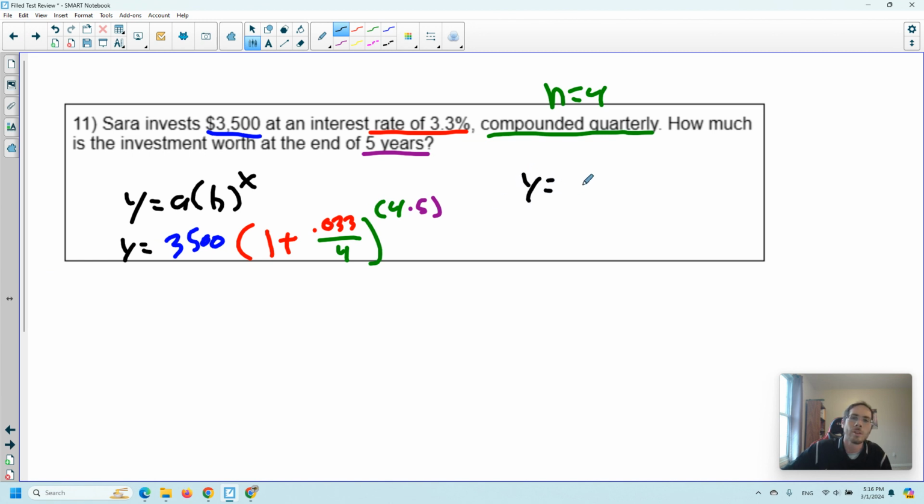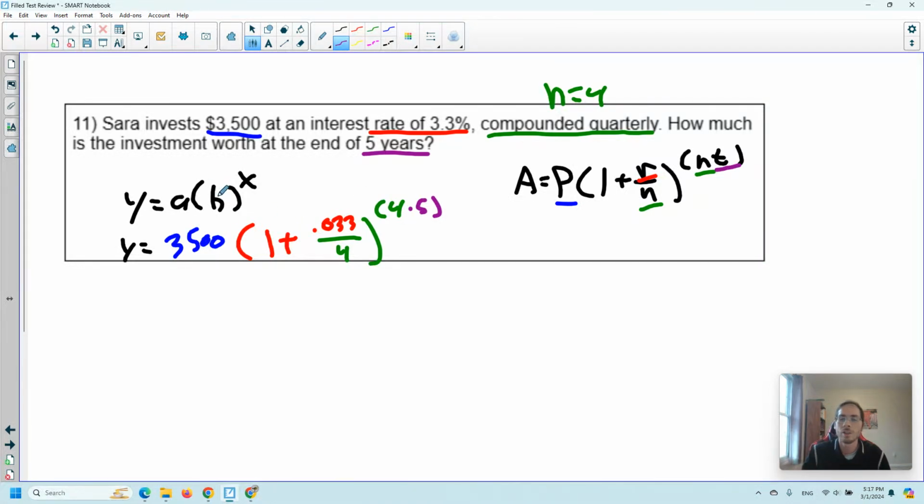If we want, we could just throw everything into the other equation, not y equals. Amount is equal to principal times 1 plus the rate over the number of divisions, to the power of the number of divisions times time. So you can see I've got all the same things. P is the starting amount, R is our rate, N is the number of divisions, and T is our time. If I didn't want to plug them in starting from y equals a times b to the x, I can just use the equation and get to the same place.